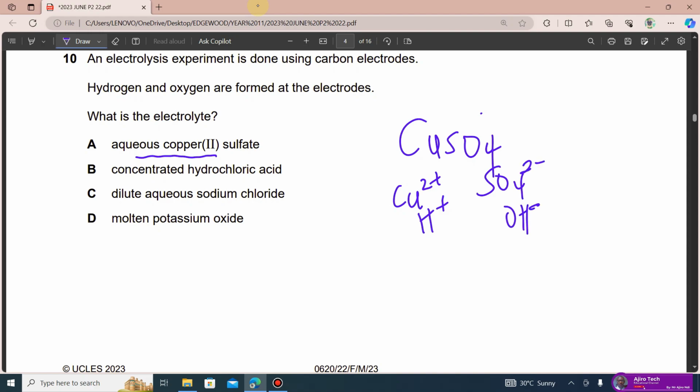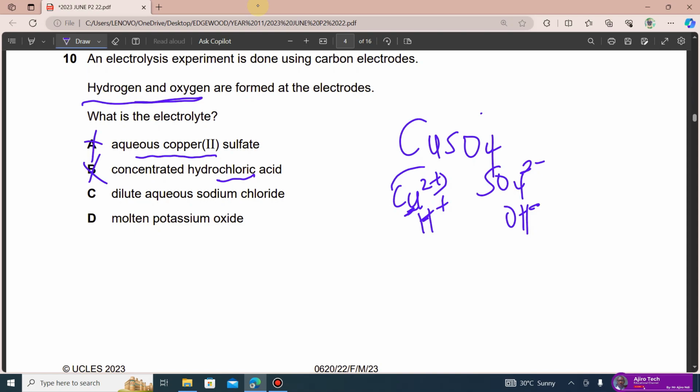Remember that hydrogen is above copper in the reactivity series. So in this case, the hydrogen ion remains in the solution while Cu2+ is discharged. That makes option A not the answer, because we are looking at hydrogen and oxygen being formed at the electrodes, but in this case Cu2+ is discharged. So that's off. Then we go to the second one, concentrated hydrogen chloride. Of course, chloride should tell you that chlorine is involved in this case, so option B is off as well.